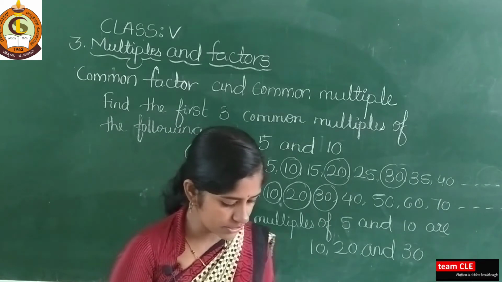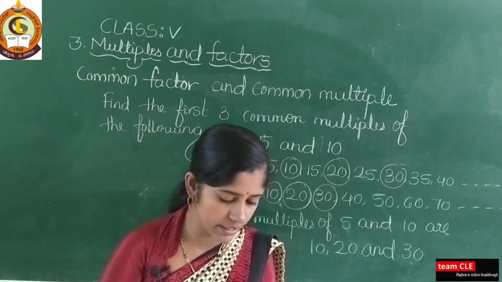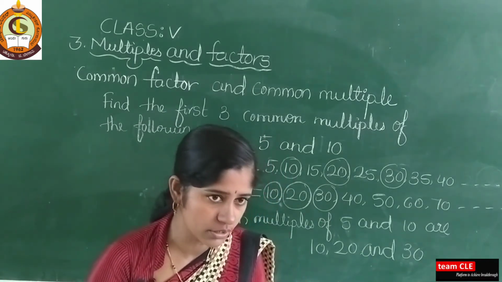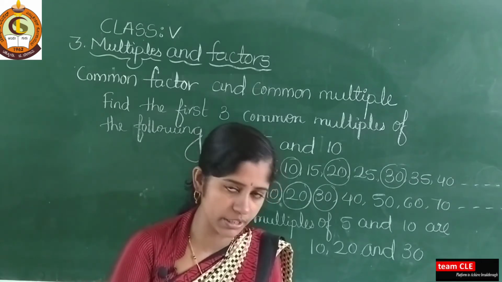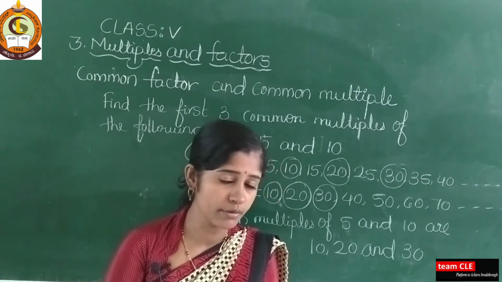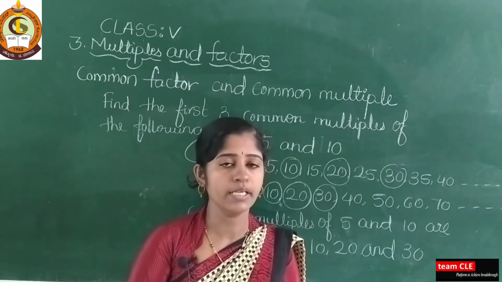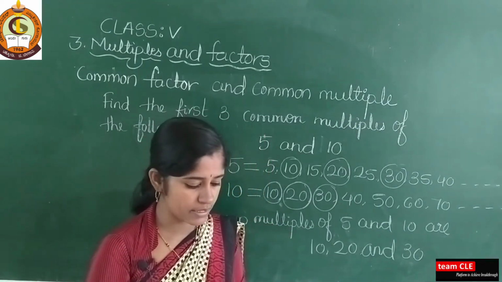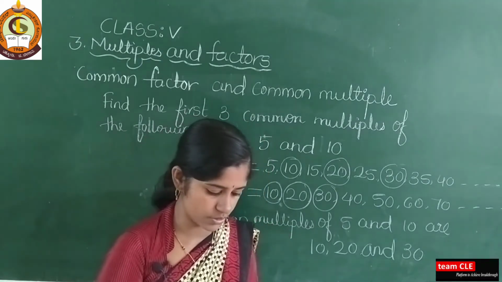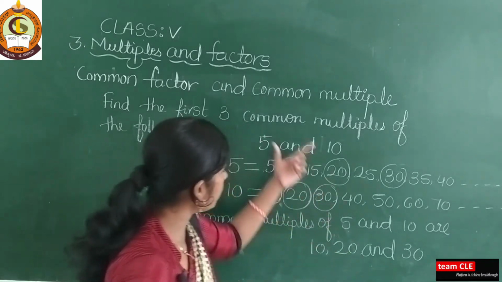Okay, clear? See here, 6 examples are there. Among them I have solved 2 examples and the remaining 4 you do as homework. First you need to write the tables, next you check the common numbers and write the answers. Okay, so common multiple is over.